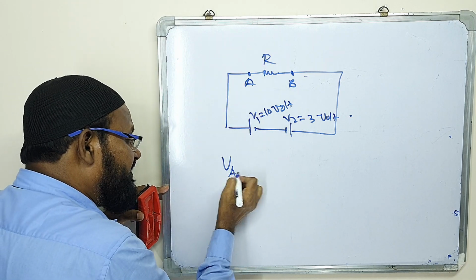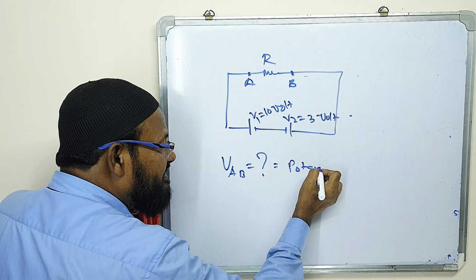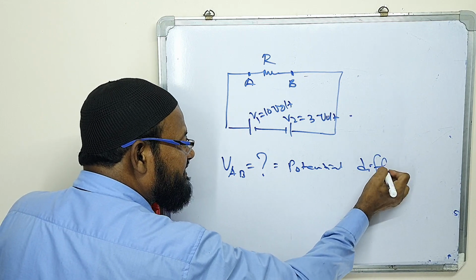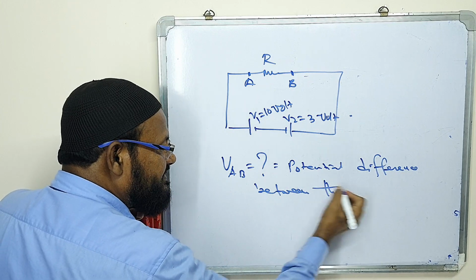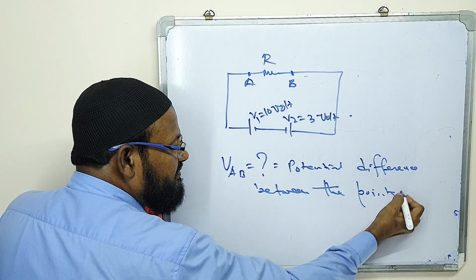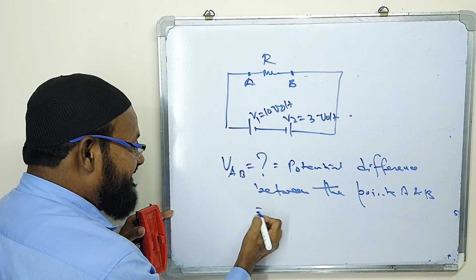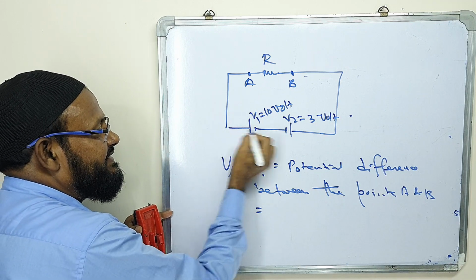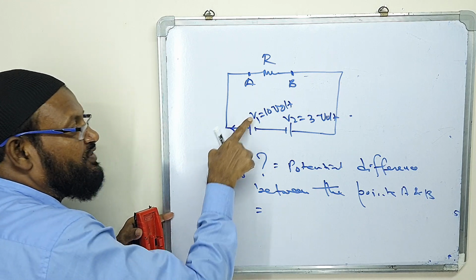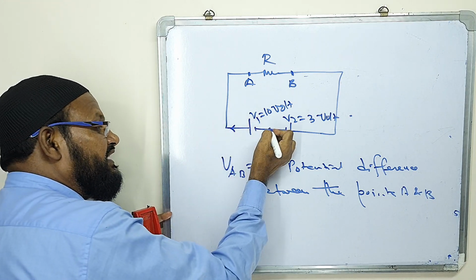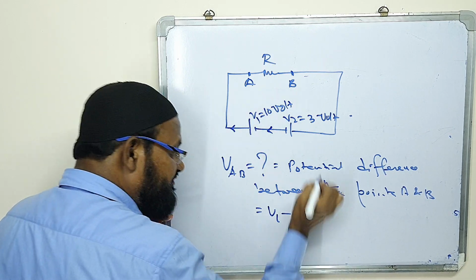The question is direct. What is the question? VAB. What is the language? Potential difference between the points A and B. This is the question. These two cells, this has direction, this has direction. What is the ultimate direction? This direction, this potential difference is bigger. So ultimately direction will be here. What is VAB? In this case, VAB is V1 minus V2.